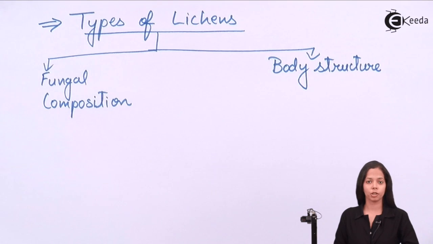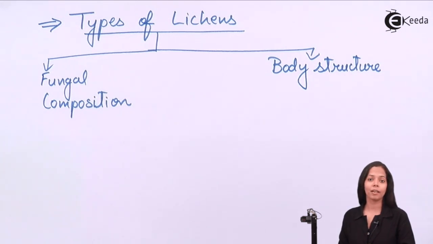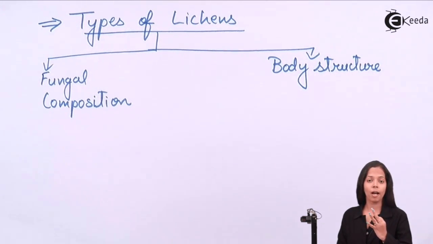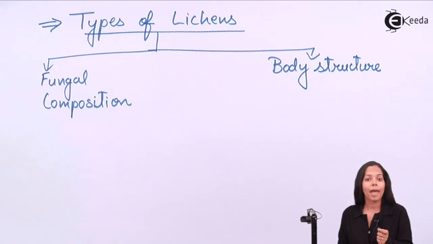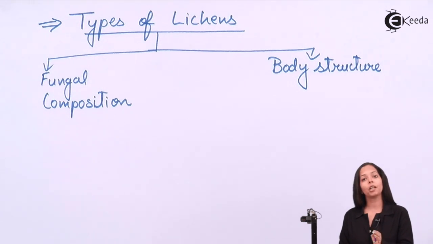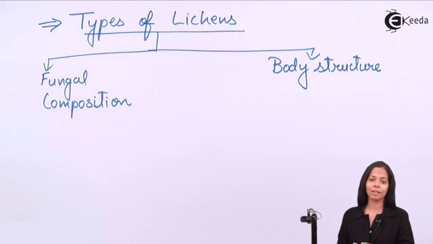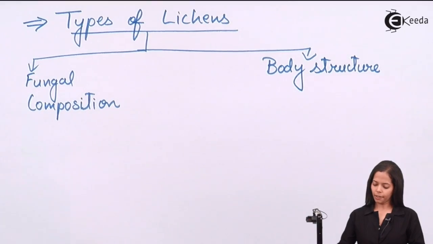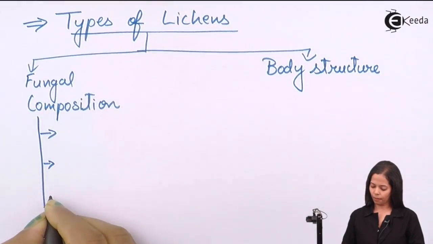Speaking about fungal composition, which type of fungi is forming a lichen? On the basis of that, the names are given. Few minutes back, I told you there are only 3 types of fungi who can form lichens. And who are they? Ascomycetes, Basidiomycetes and Deuteromycetes. So when Ascomycetes are combining with any algae, they are forming a lichen called ascolichen. When Basidiomycetes is combining with any algae, they are forming a lichen called Basidiolichens.